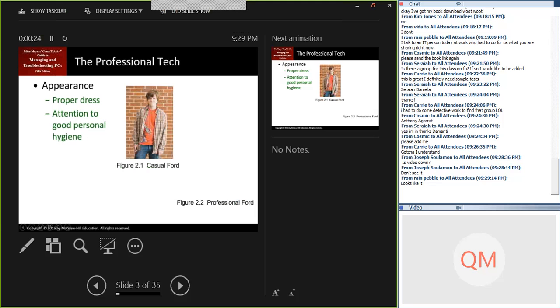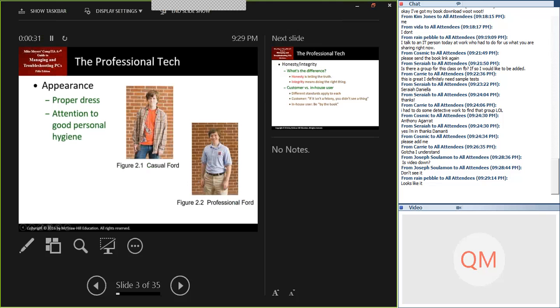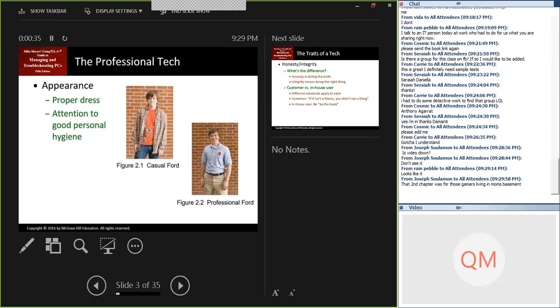So this is casual forward, right? And this is professional forward. So for techs, professional to them is a polo and khakis.